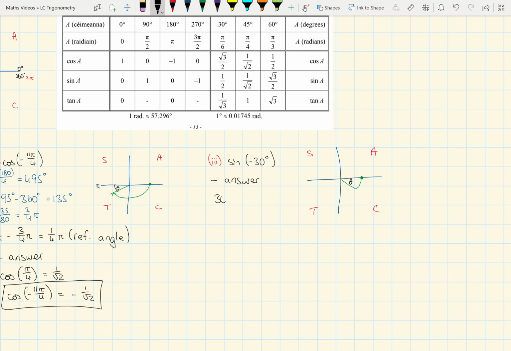30 degrees is our reference angle. And now we go to our log table. So we're dealing with 30 degrees sine. That gives us a half. So sine of 30 degrees is a half. And return to your original angle now. So sine of minus 30 will be equal to minus a half.